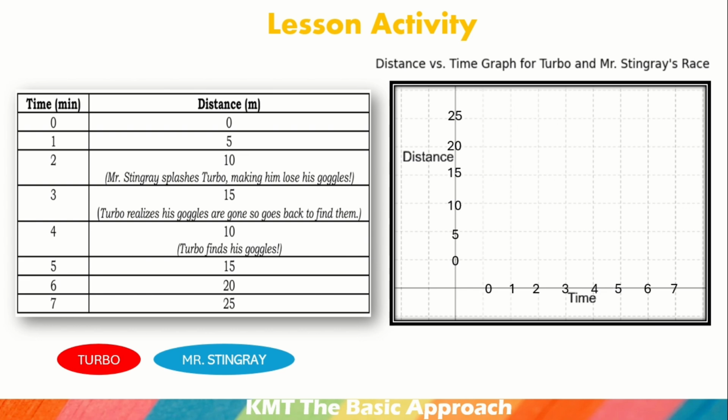If we are going to analyze the data, we will see that Turbo and Mr. Stingray both have the same speed during 15 meters distance. Yet, Mr. Stingray splashes Turbo during the 10 meters distance, making Turbo lose his goggles. Now, during the 3 minutes of the race, Turbo realizes his goggles are gone, so he goes back to find them.